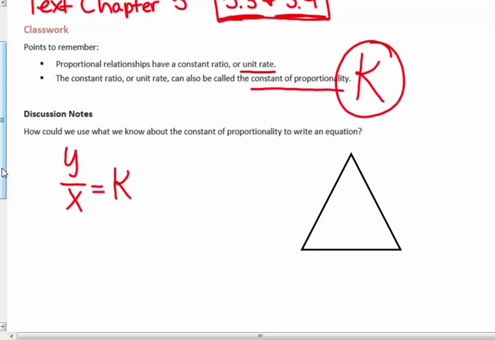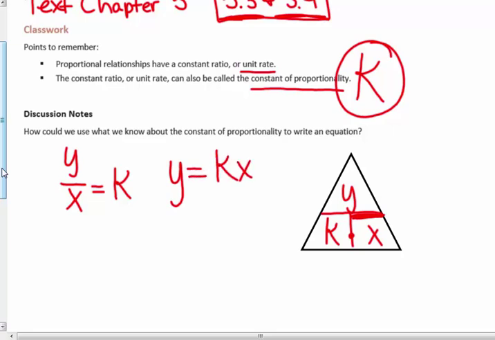You can see that I drew the triangle over here. Please draw it on your paper. Because yes, y does equal k times x. Or y over x, there's the division line, equals k. You heard me say y does equal the constant times x.